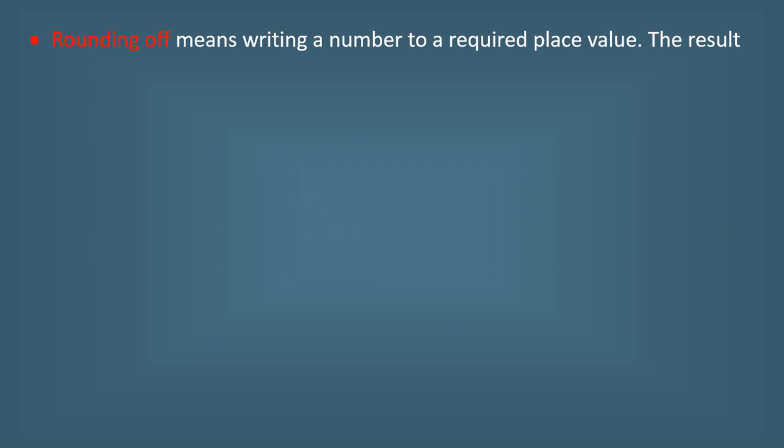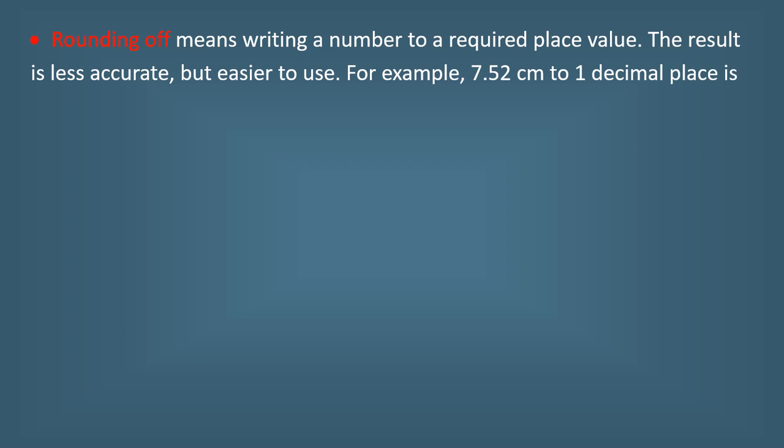Okay, how about rounding off? Rounding off means writing a number to a required place value. You can round off to a certain number of significant figures, or to a certain number of decimal places. Now the result is less accurate but easier to use. So the more you round off and eliminate figures from the exact figure, the less accurate the result becomes, but it becomes easier to write or to use.